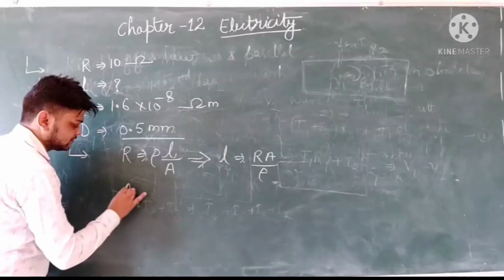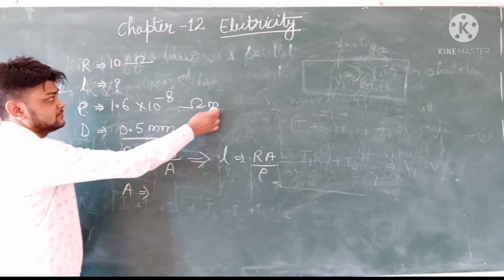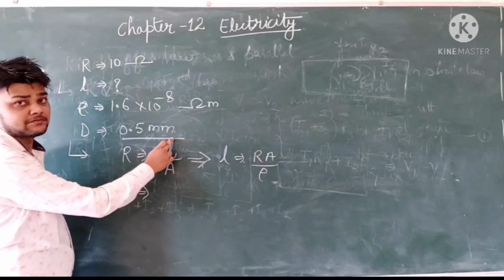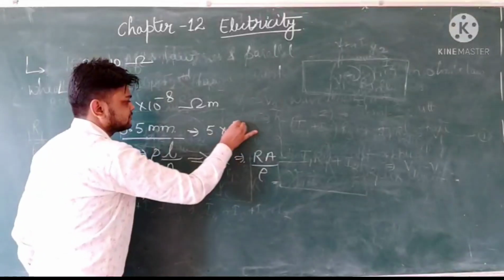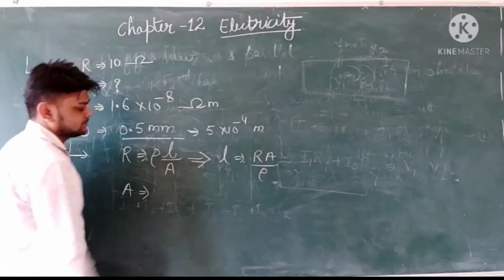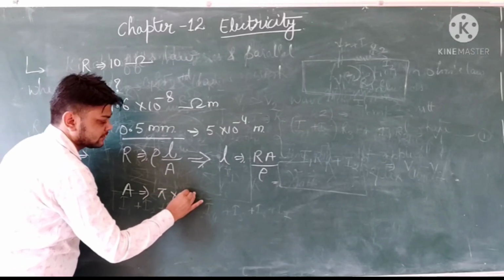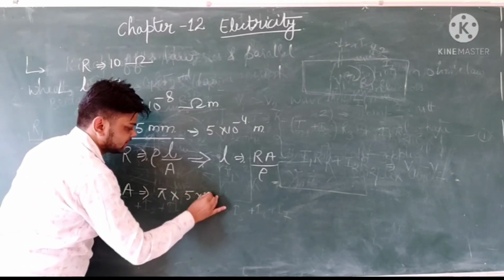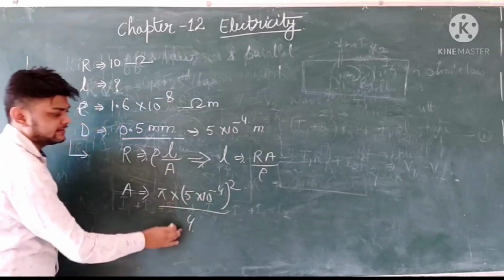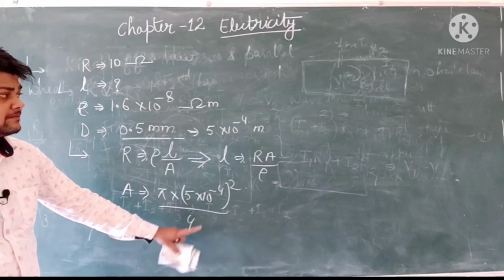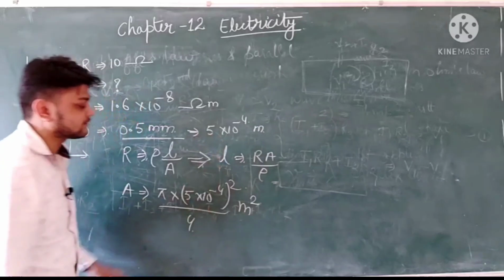So first we do the calculation of area. We have millimeter here, and meter condition. I have to convert this into meter. So this will be equal to 5 into 10 to the power minus 4 meter. So my area will become pi into (5 into 10 to the power minus 4) whole square by 4. Pi d square by 4 condition I am taking here to get the area in terms of meter square.